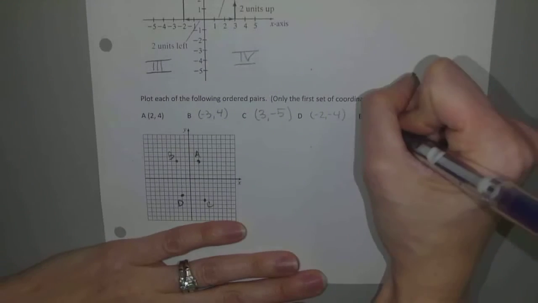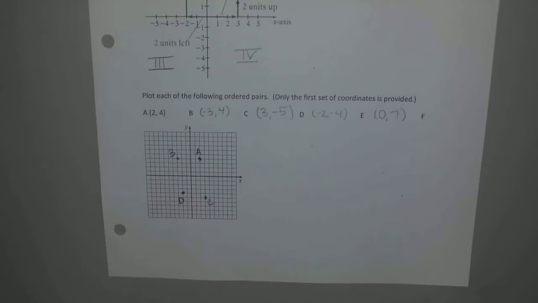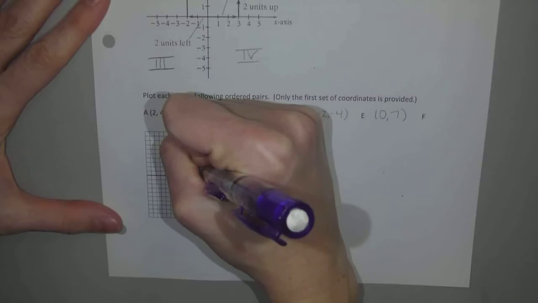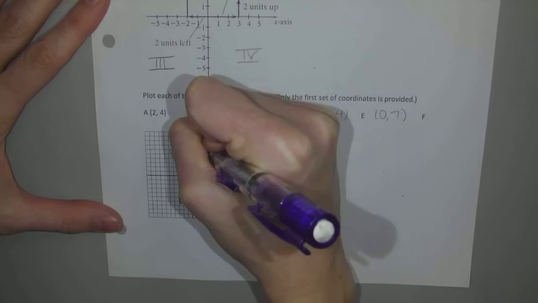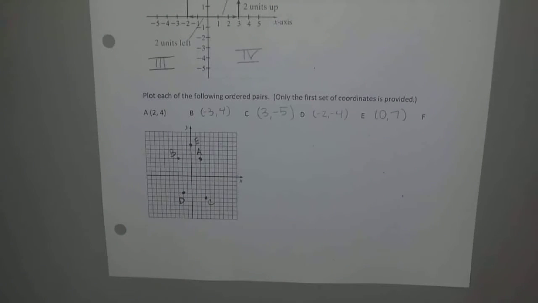So what if I wanted you to plot (0, 7)? Where would he go? Up 7, right? So he's on the y-axis there. So we're just going to go up 7. 1, 2, 3, 4, 5, 6, 7, and label him E. Since the first number was 0, that means we were not moving left or right. We weren't moving horizontally at all, but we moved up vertically.